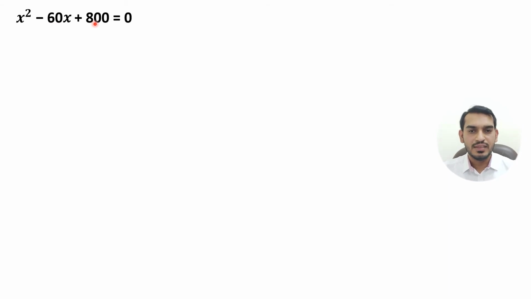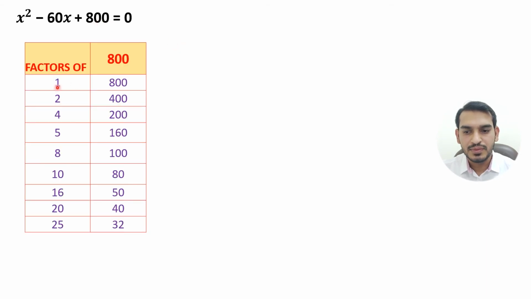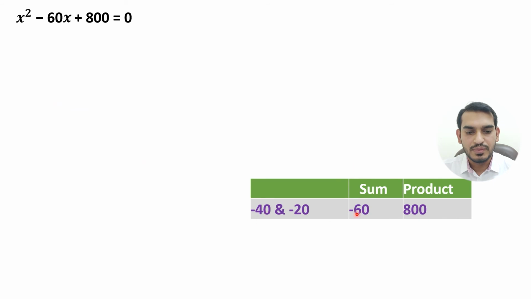So first of all, we will take the list of numbers whose product is equal to 800. It means the factors of 800. So these are the pairs of numbers whose product is equal to 800. 1 into 800 is 800, 2 into 400 is 800 and so on. Now we need to find two numbers among these pairs whose sum is equal to minus 60. Here if we observe, 20 and 40 will sum up to 60. So minus 20 and minus 40 will sum up to minus 60. And the product of minus 40 and minus 20 is equal to 800.